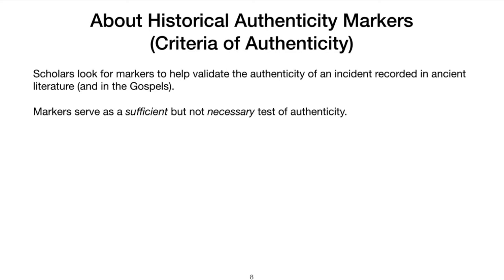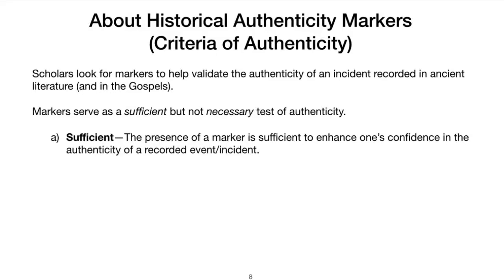But they are not necessary. You don't have to have them to believe the text, right? The presence of a marker is sufficient to enhance our confidence. So I may believe the text, but when I come across one of these markers, it causes me to have even greater confidence in the truthfulness of the particular story or incident that's being recorded.